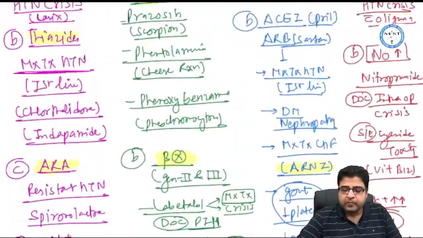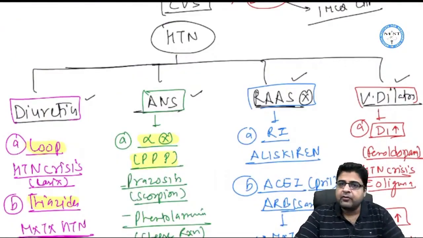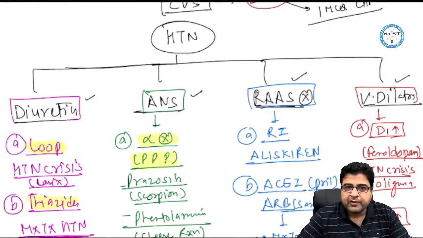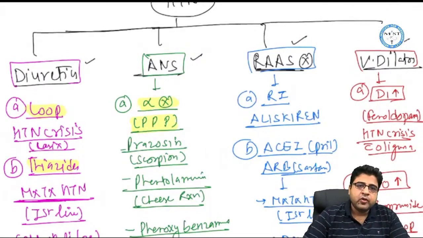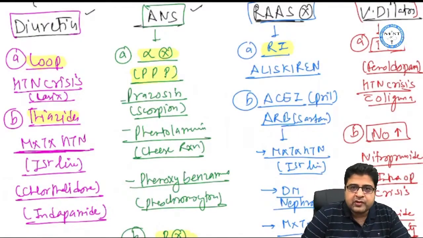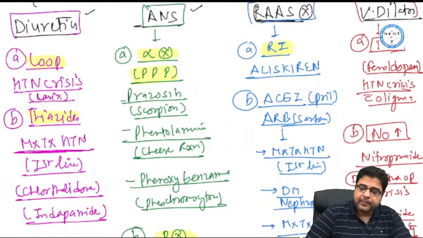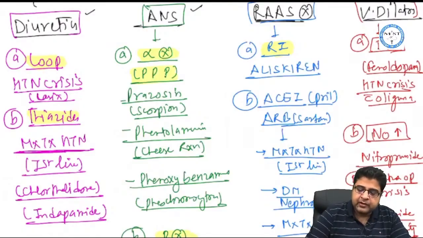Now we have the third group of medicine that will act on the RAS pathway. The full form of RAS is renin, angiotensin, aldosterone system. Three groups of medicines act here. Number one is renin inhibitor. Just remember its name, aliskiren.